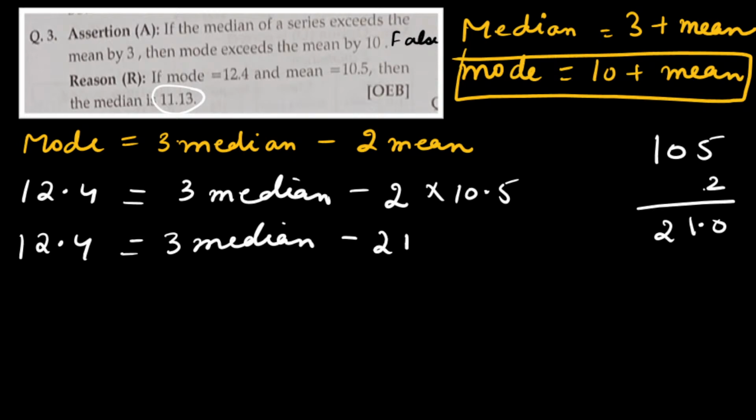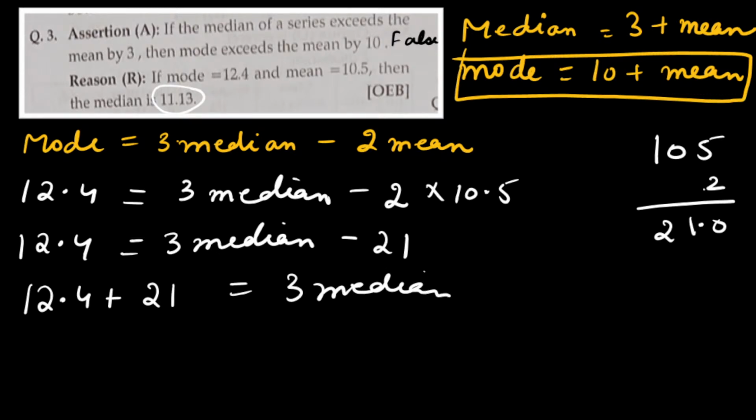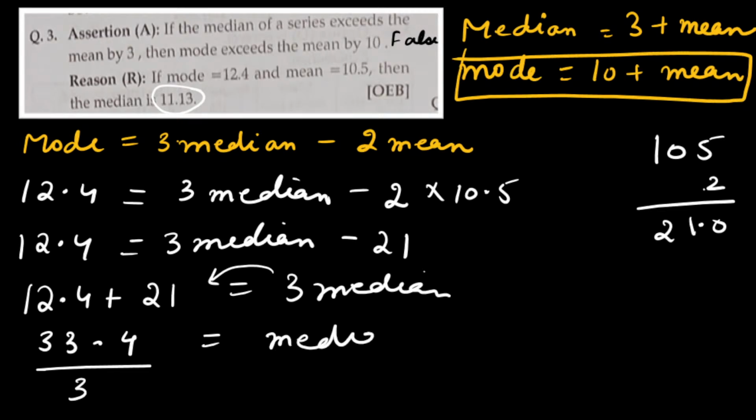21.0. So that means 21. Let's shift 21 to the other side. When I shift it, it will become plus 21. This is equal to 3 times the median. So when we add these two, what we will get? 33.4. 33.4 is equal to 3 median. Let's shift 3 also to this side, divided by 3. So median we can find now.